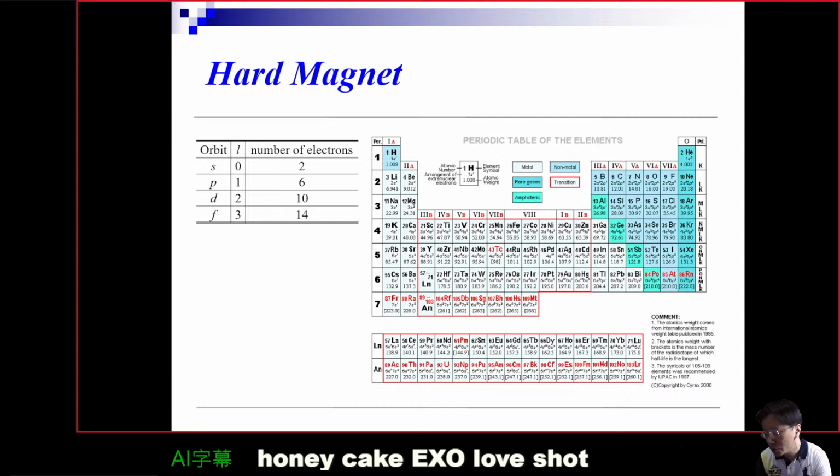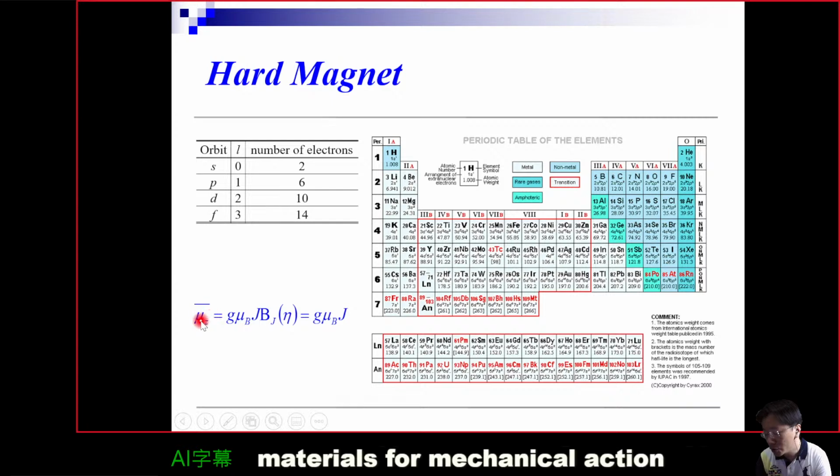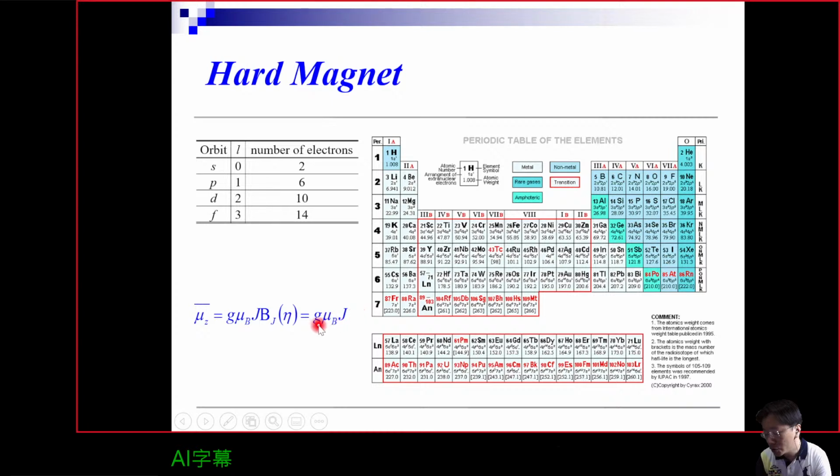But how to look for the hard magnet? So let me record some features about the spins, so that maybe you will have an idea how to embed this basic physical knowledge into looking for emerging material. For the hard magnet, the first thing we need to recall is the equation for the average magnetic moment along the z-axis, the mu z bar. So the mu z bar is equal to g mu B J B_J.